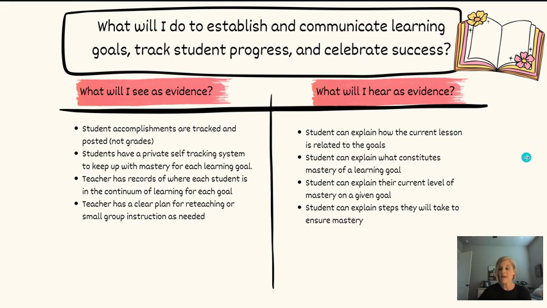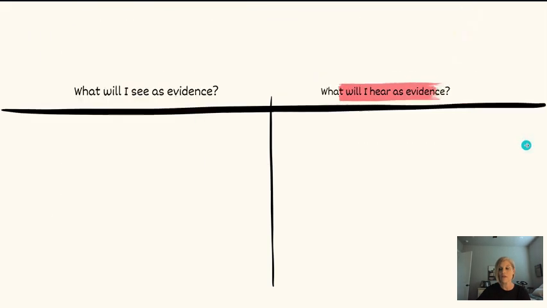Some of the things you might hear as evidence are that students can explain how the current lesson is related to the goals. Students can explain what constitutes mastery of a learning goal. Students can explain their current level of mastery on a given goal, and students can explain the steps that they will take to ensure mastery.